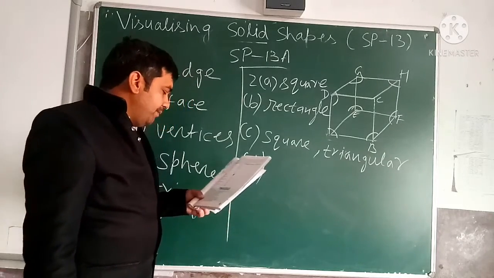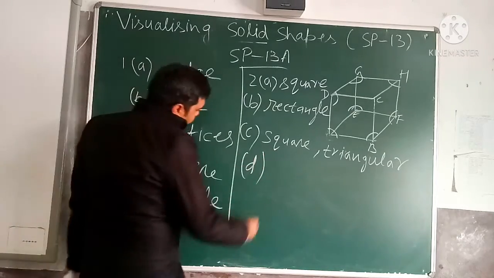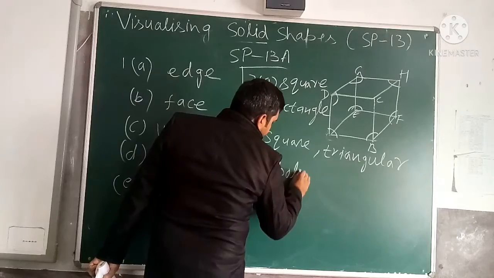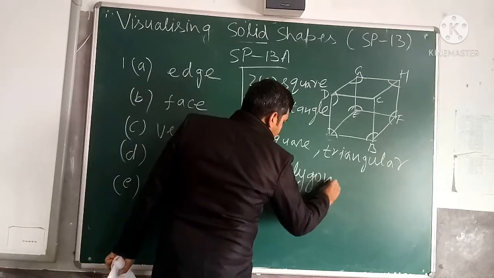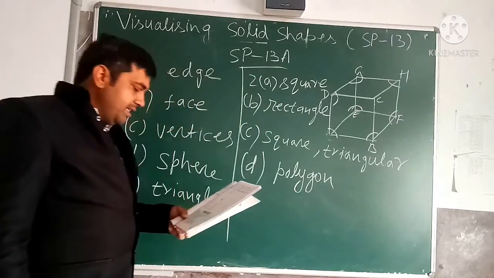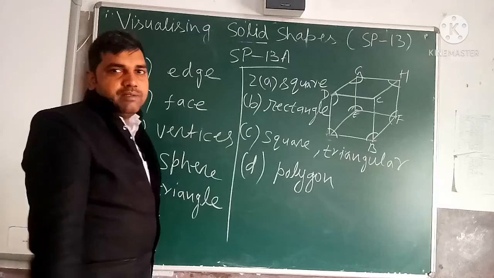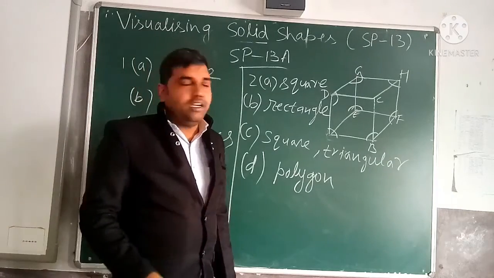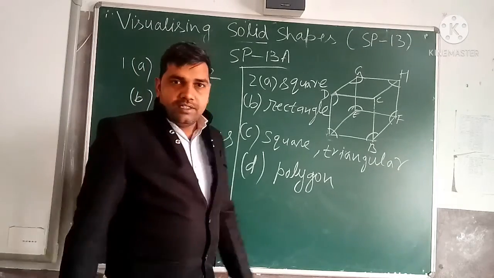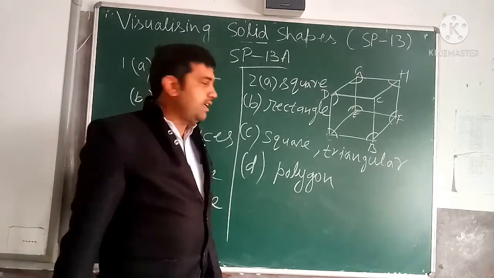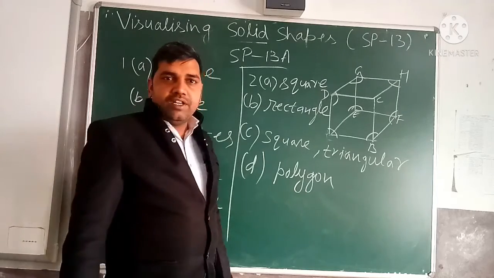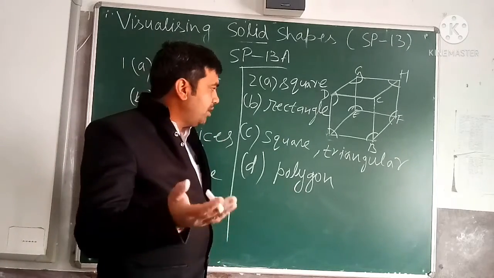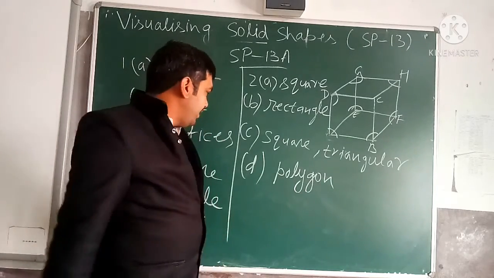The base and top of a prism are parallel congruent polygons. Yes, parallel congruent polygons. So the base and top of a prism are the same. In a triangular prism, the base is triangular and the top is also triangular. In a square prism, what do you find? The base is square and the top is also square.